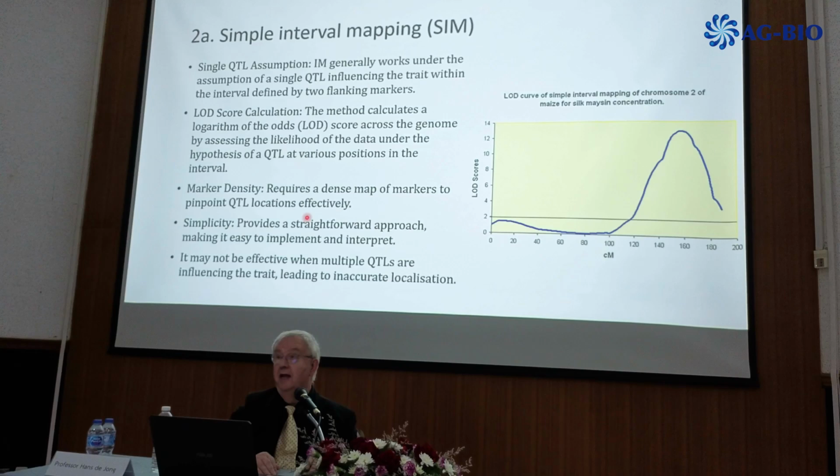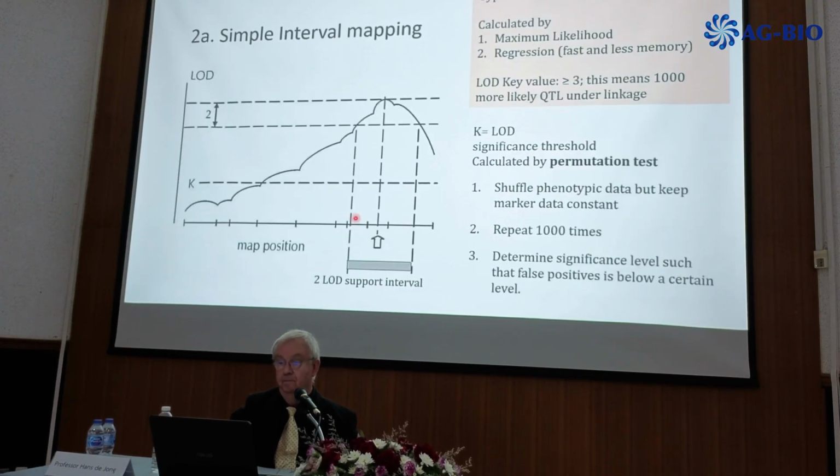That is nowadays not that easy and not that difficult if you have, let's say, physical mapping, or you have markers, a lot of markers, let's say 100 markers per chromosome. That already is a good starting point to find your QTL markers. Now, this method is very straightforward, but you also know it has a lot of drawbacks and limitations, especially when you have multiple QTLs that influence the trait, leading to an inaccurate localization.